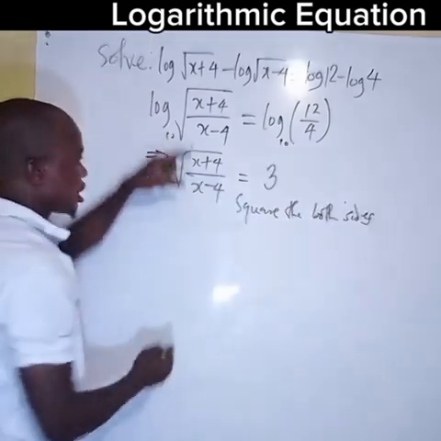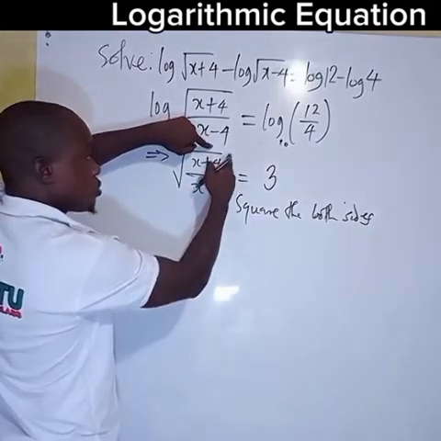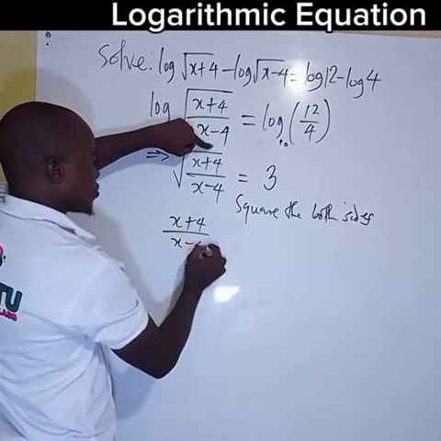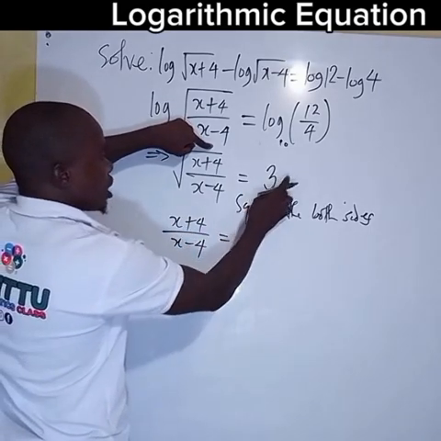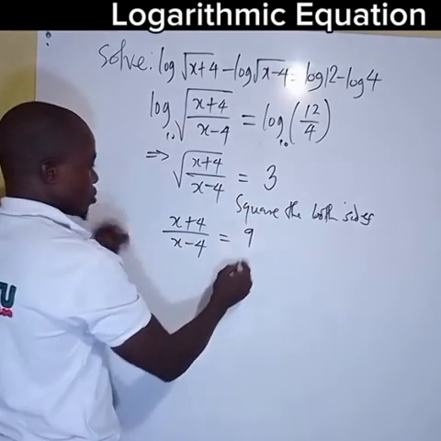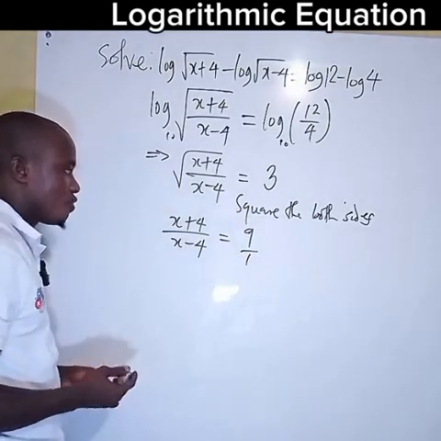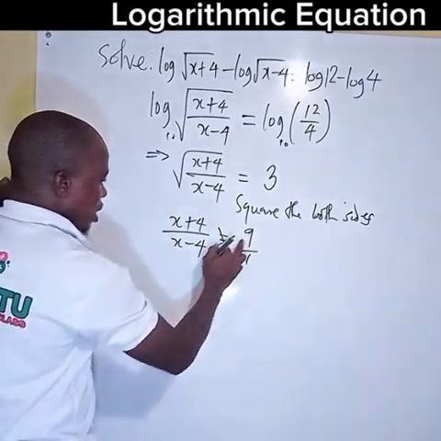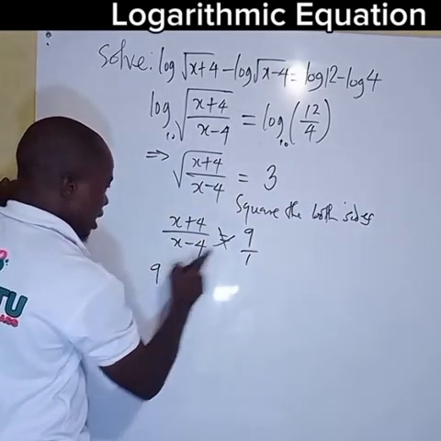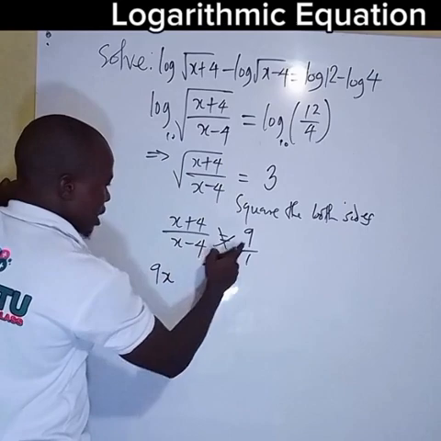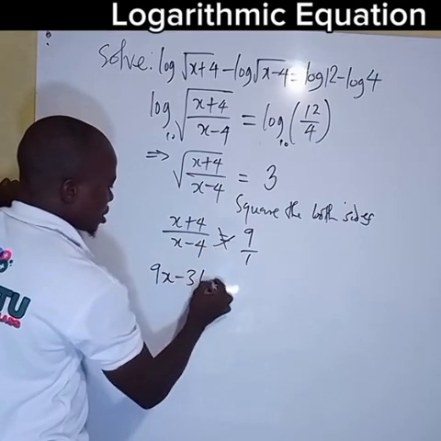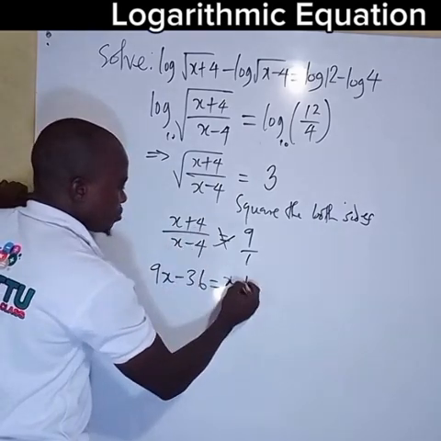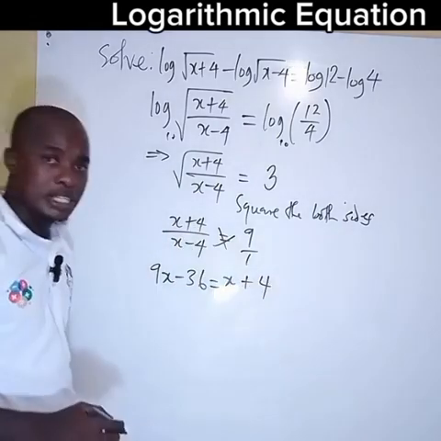Squaring both sides, the square cancels the root. We have x plus 4 divided by x minus 4 equals 9, so let's write it as 9 over 1. Now you do cross multiplication. 9 times x gives 9x, 9 times this gives minus 36, equals 1 times x, which is x, then 1 times this, plus 4.